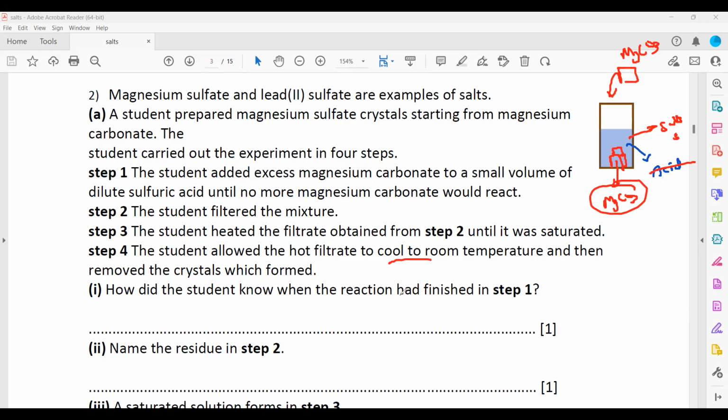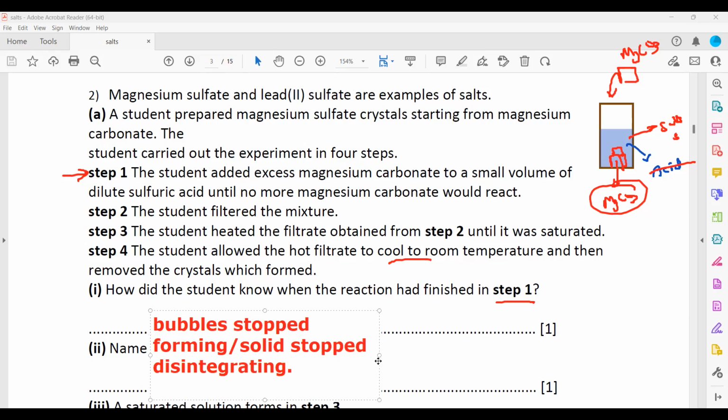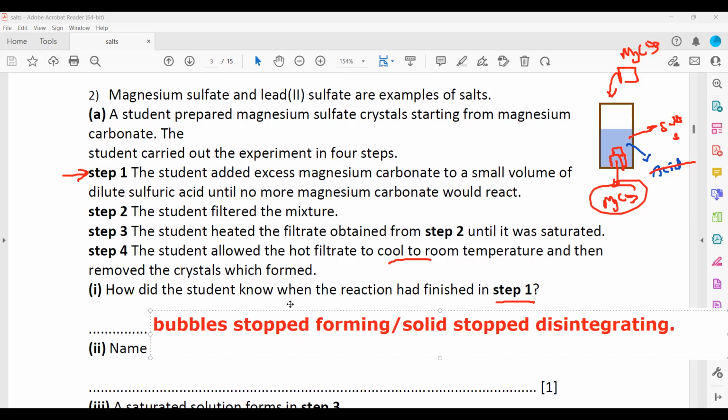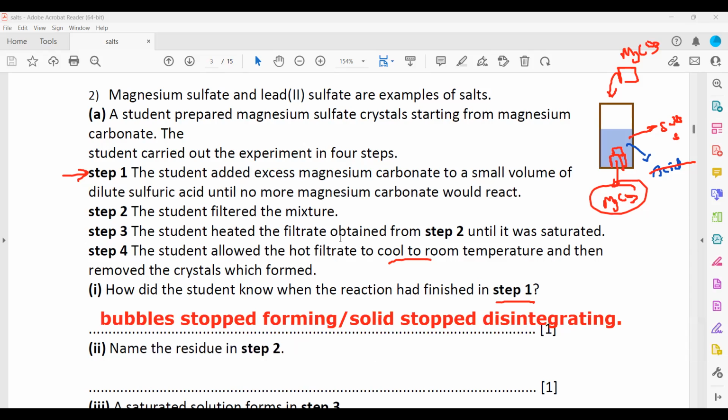How did the student know when the reaction had finished in step 1? How does the student know that all of the acid is used up? Bubbles stop forming, or the solid stops disintegrating or dissolving. This is right. So there will be no more bubble formation, or the solid stops dissolving, breaking down or reacting.